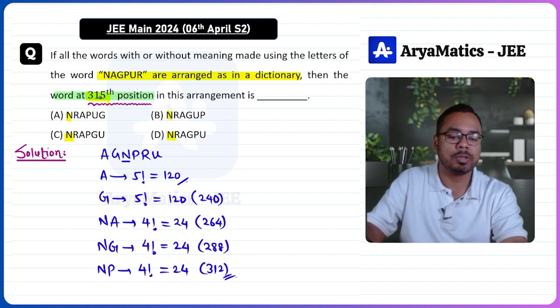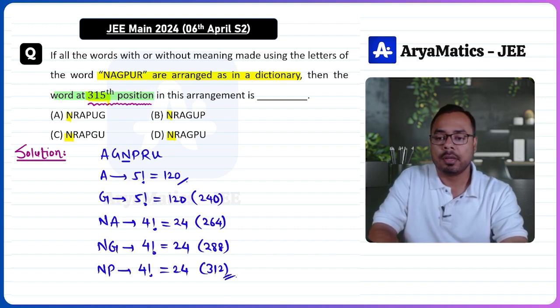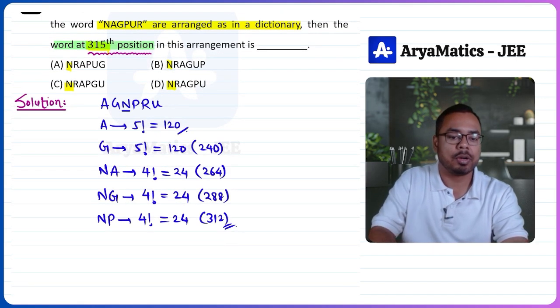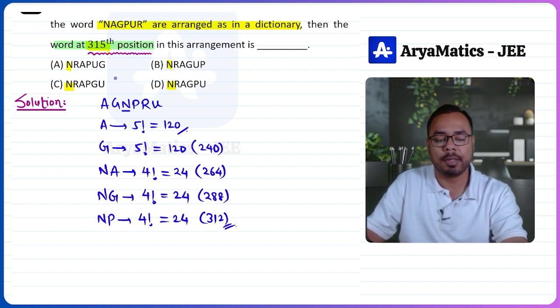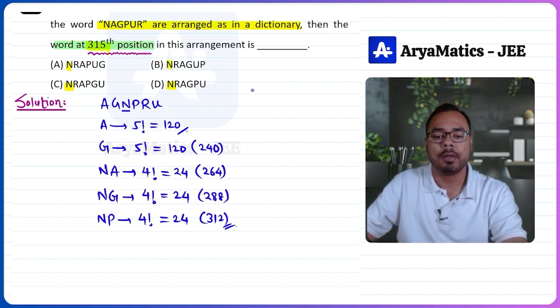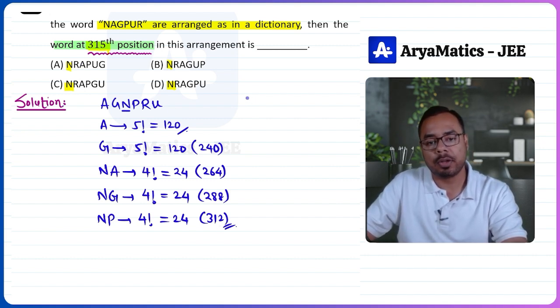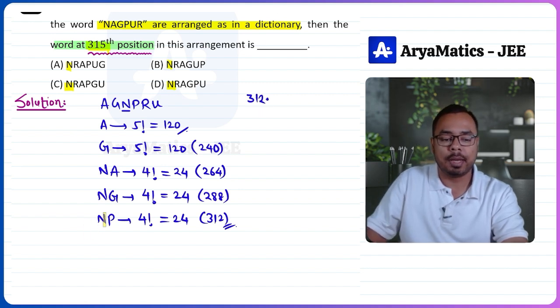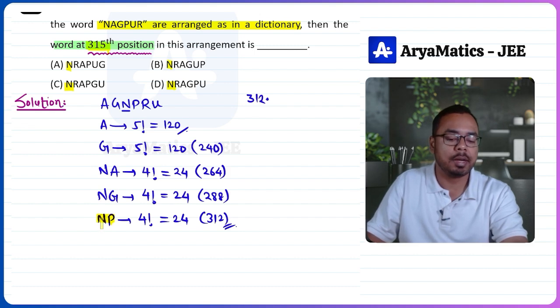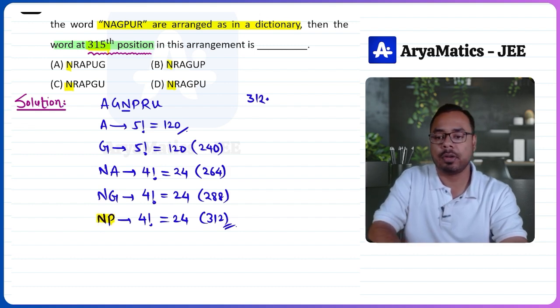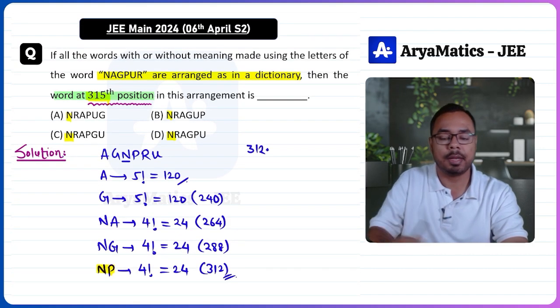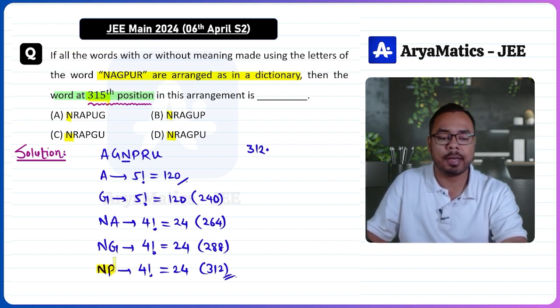And now we are very close to this number, right? In fact, I'll not only explain the word on 315th place, but all the other places close to that number. So if I ask what is the word on 312th place, then it will be the last word starting with these 2 letters NP, right? The word on 312th place will be the last word starting with NP.